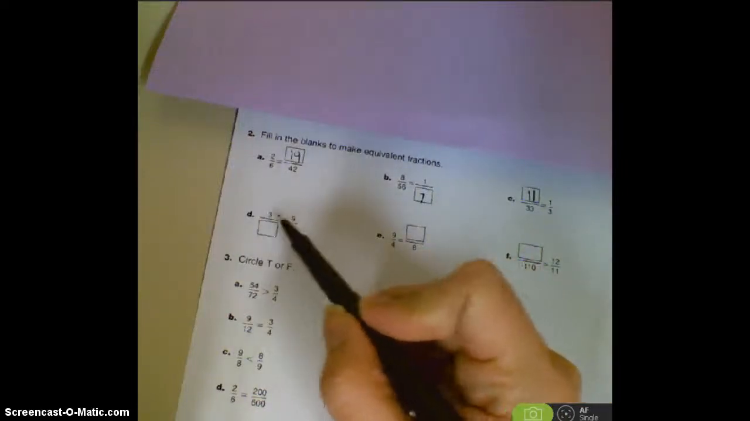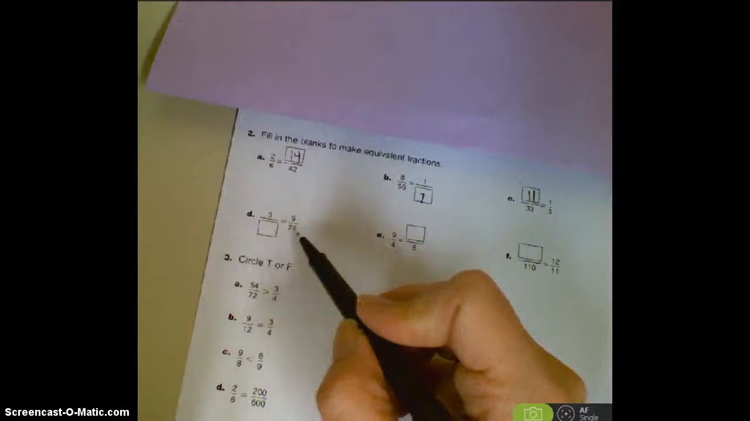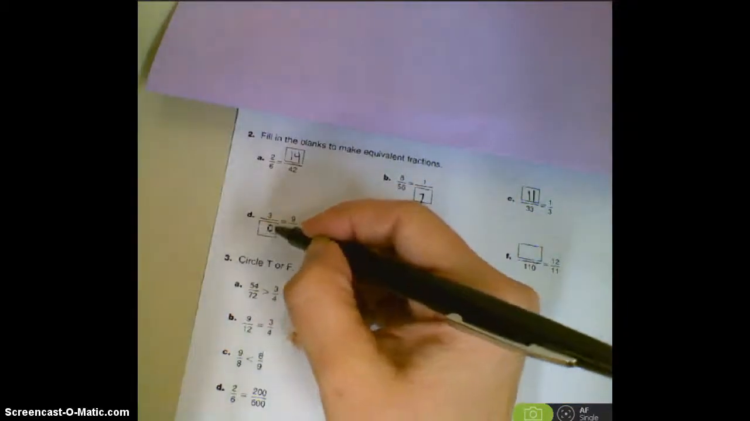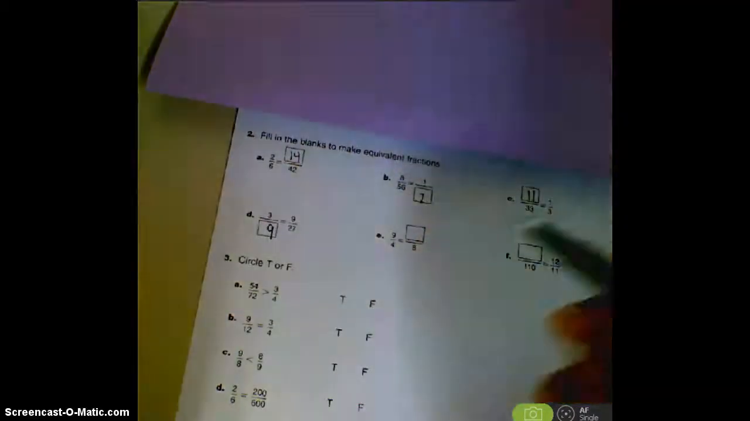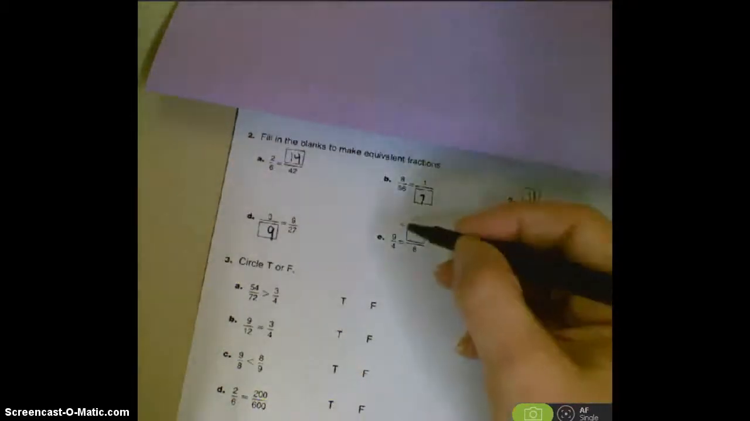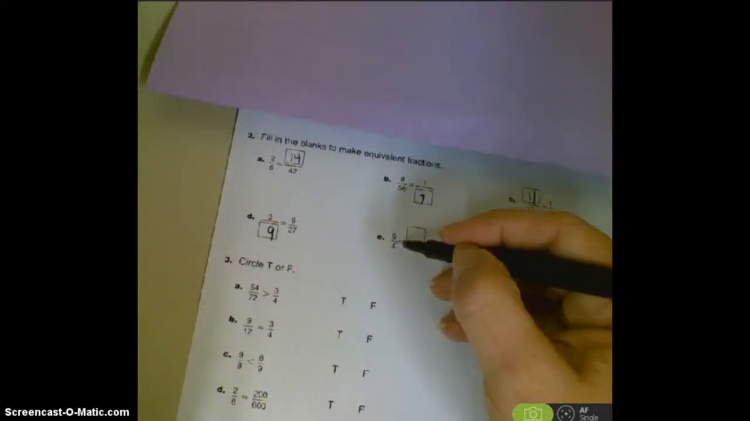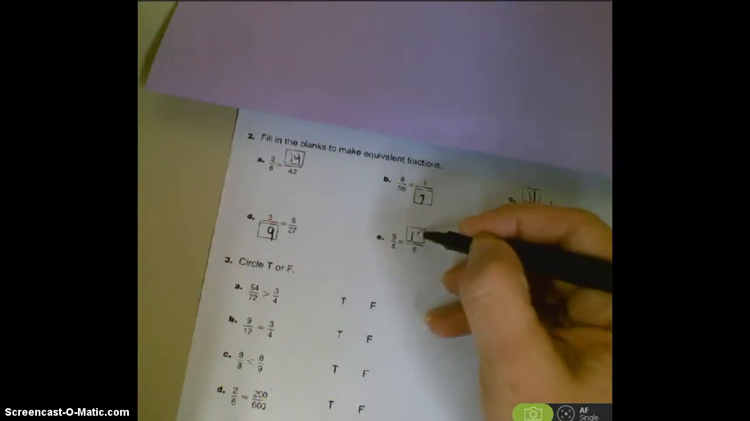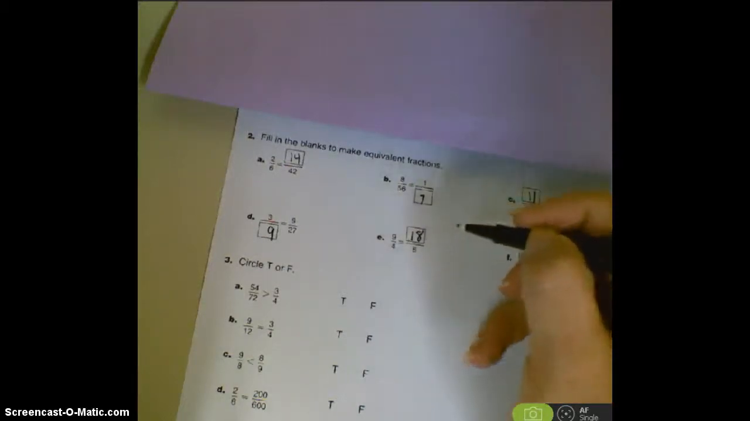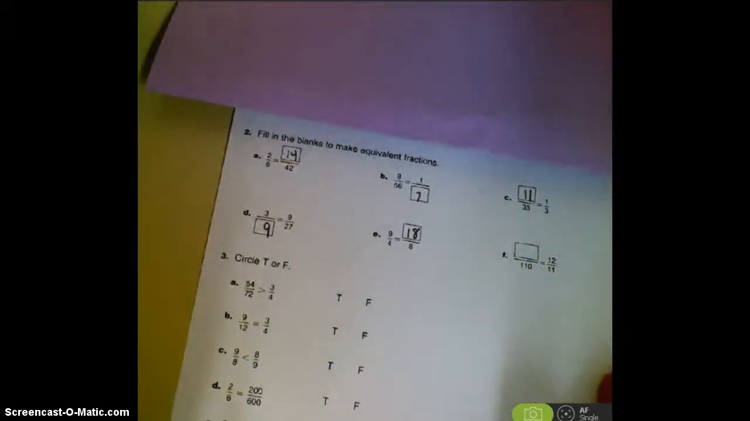And up here, let's look at our numerator. 3 times 3 is 9. What times 3 is 27? That must be 9. 9 times 3 is 27. And then E down here. We're getting bigger, so we must be multiplying by 2. 4 times 2 is 8, 9 times 2 is 18. And we've got an improper fraction, but it doesn't ask us to reduce, so we'll just leave it the way it is.